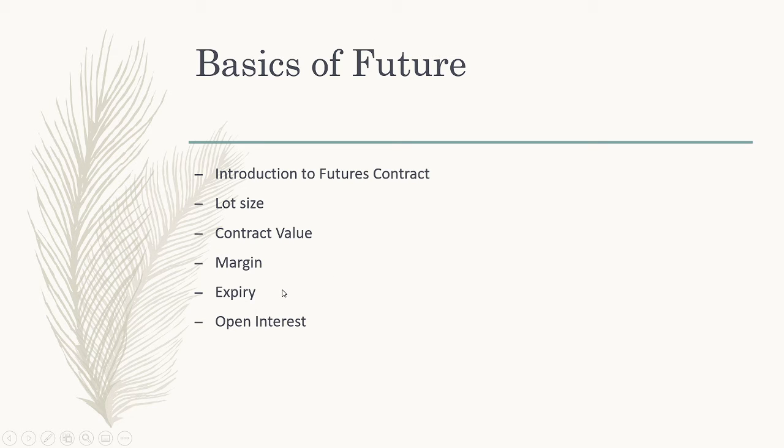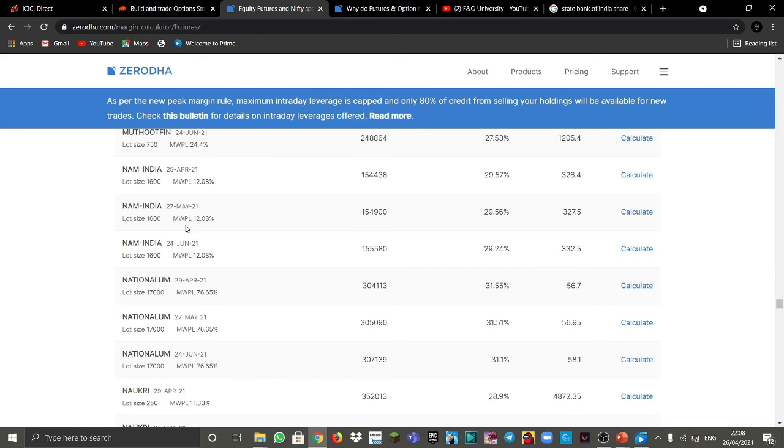Expiry, we have already discussed this, is the last Thursday of every month. If last Thursday is a holiday, what happens then? The expiry will happen one day before that. If the last Thursday of that particular month is a holiday, then the expiry would be one day before.